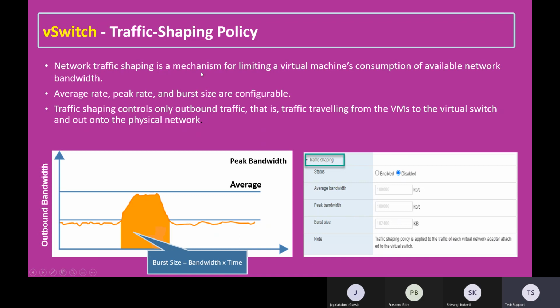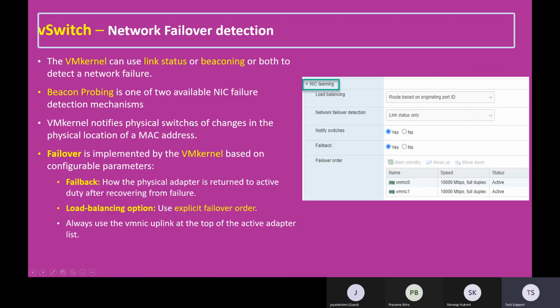Network traffic shaping is a mechanism for limiting a virtual machine's consumption of available network bandwidth. The average rate, peak rate and burst size are configurable. Traffic shaping controls only the outbound traffic, that is, traffic traveling from the VM to the virtual switch and out onto the physical network, same as our earlier diagram.